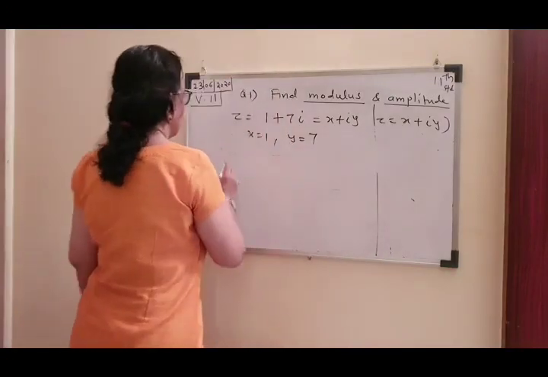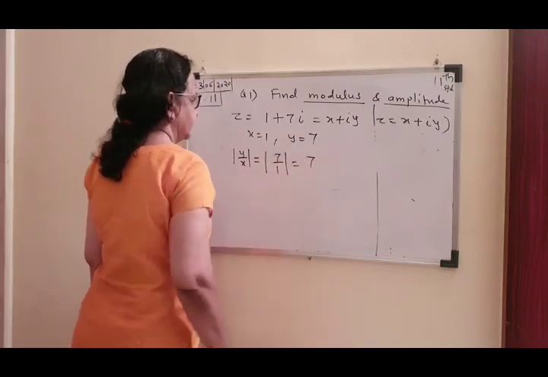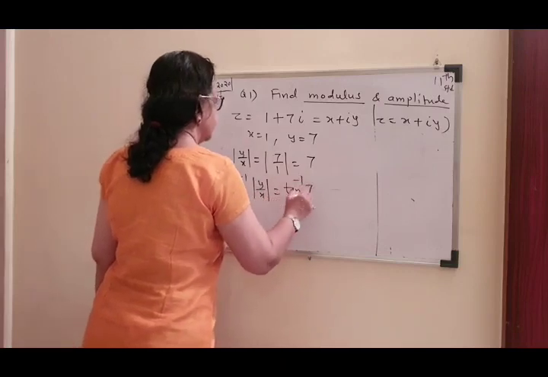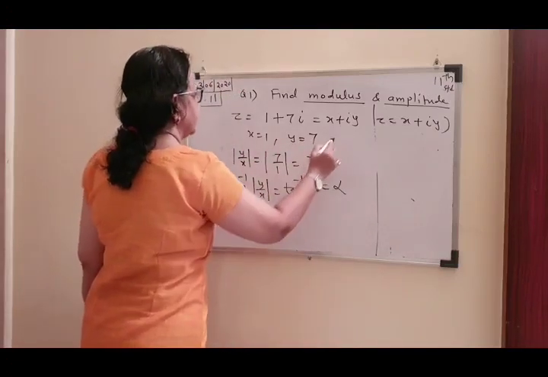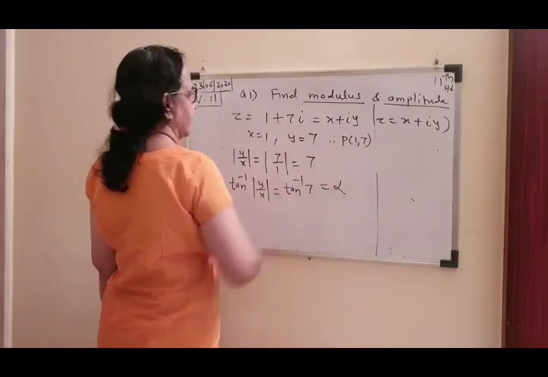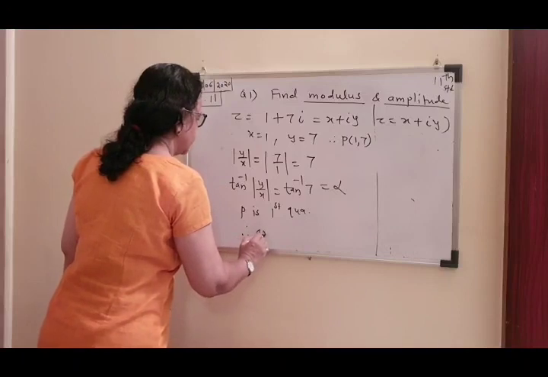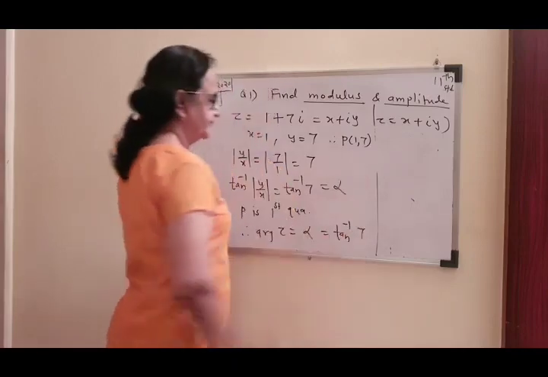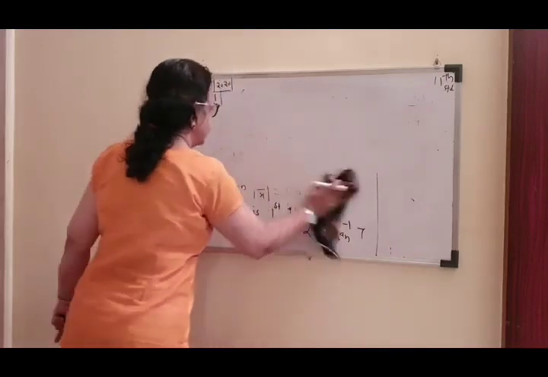Okay. And secondly, now consider mod y upon x, which is 7 upon 1, which is 7. So tan inverse mod y upon x will be tan inverse of 7, and call it alpha. Now which quadrant does P lie in? P is the point 1, 7. This will represent our complex number 1 plus 7i. So P is in the first quadrant, and therefore the argument of z is equal to alpha, which is equal to tan inverse of 7. That will give the argument of z. Okay. So you got the idea how to find the amplitude, how to find the modulus.